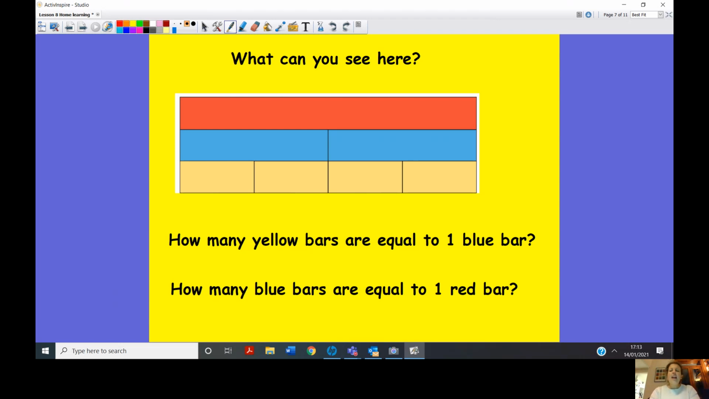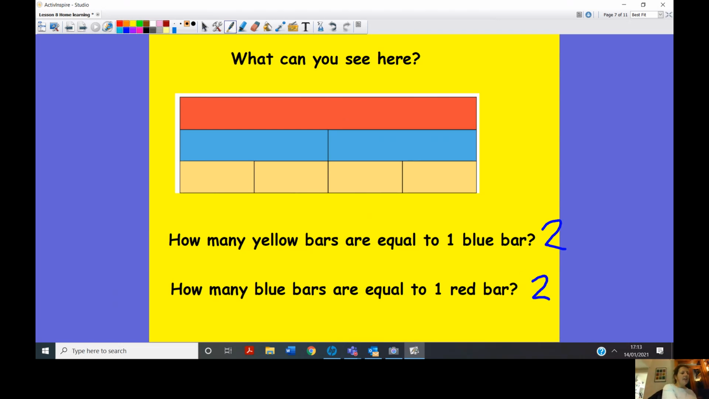Okay, how many yellow bars are equal to 1 blue bar? Here are my blue bars. I can see 1, 2. 2 yellow bars are equal to 1 blue bar. How many blue bars are equal to 1 red bar? 1, 2. You can see them side by side here, and they equal 1 red bar.